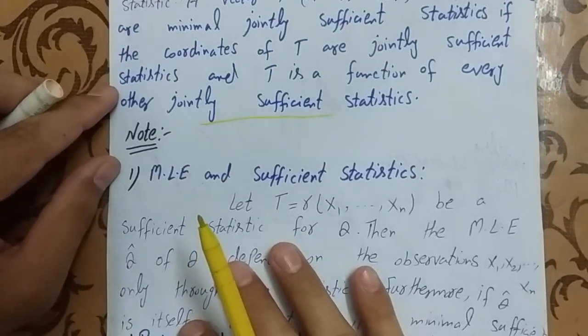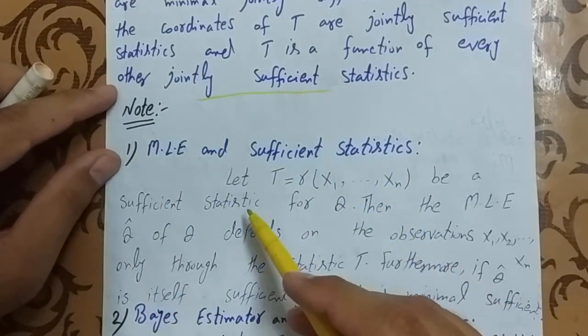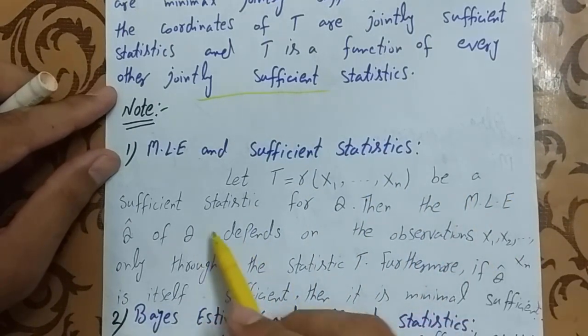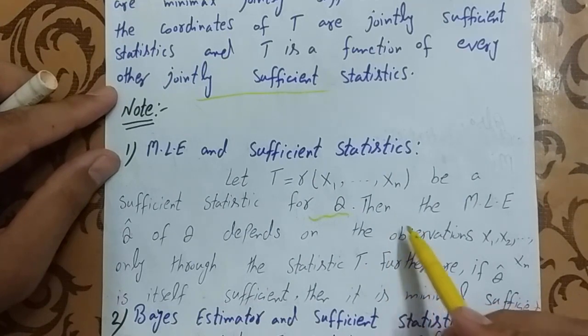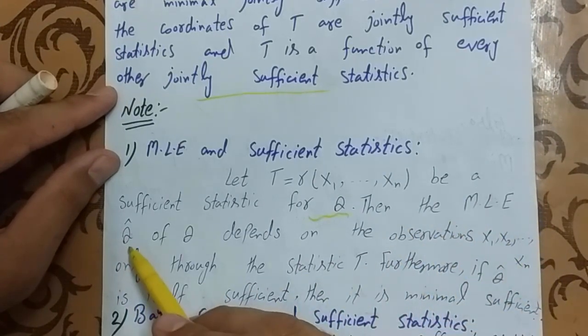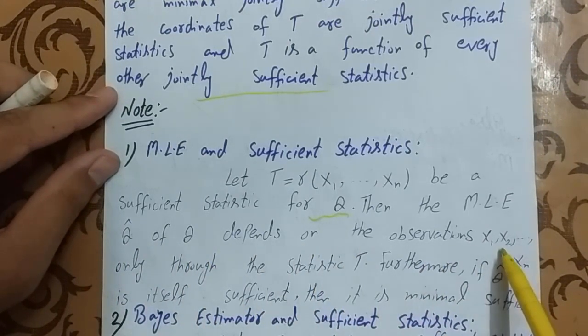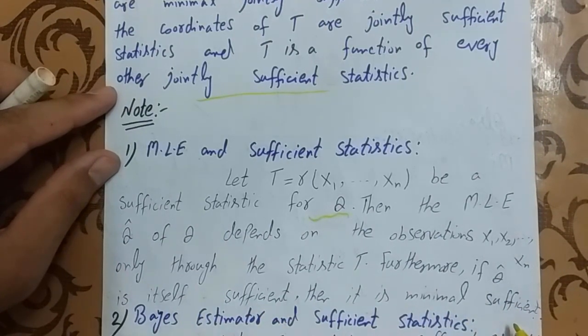Note: MLE, maximum likelihood estimator, and the sufficient statistics. Let capital T equal to small r of x1, x2 up to xn be a sufficient statistic for theta. Here theta is the parameter. Then the maximum likelihood estimator theta hat, that is the estimator of parameter theta, depends on the observations x1, x2 up to xn only through the statistic capital T. Furthermore, if theta hat is itself sufficient, then it is minimal sufficient.